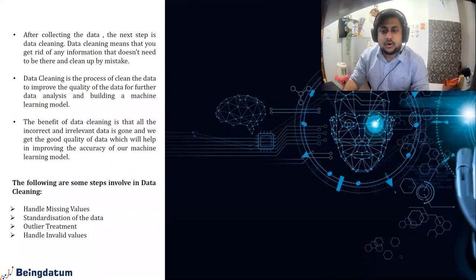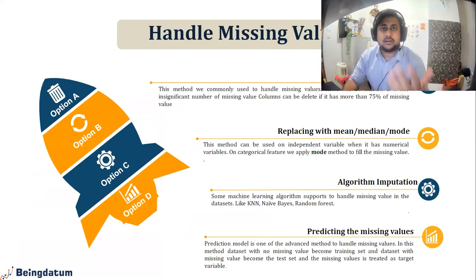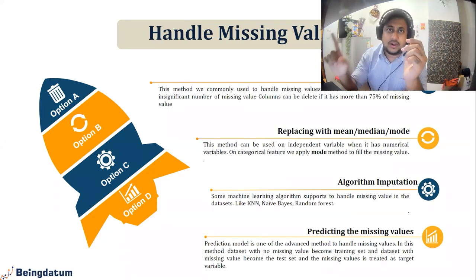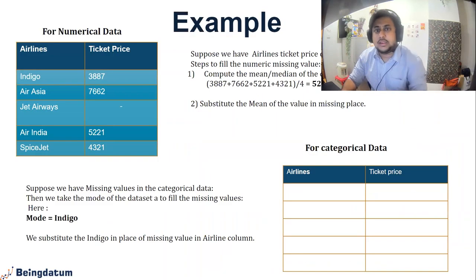Some of the important steps involved are handling missing values, standardization of the data, outlier treatment, and handling invalid values. Again, I already have an end-to-end EDA session on my channel. Just go through my channel. You will find the link in the description also, but in case I forget, just search for exploratory data analysis and use my name as a keyword, and you will get the videos. It's a 2 hour video.